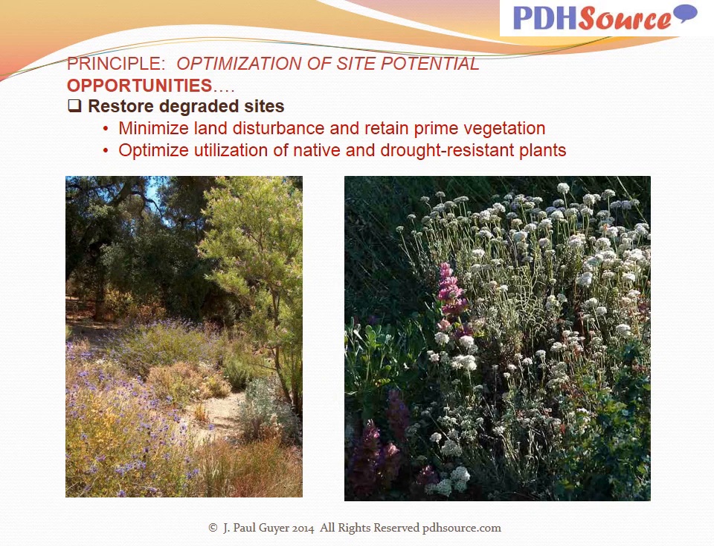Restoring degraded sites. A key point there is that in revegetating a degraded site, you want to do it with native vegetation, drought resistant vegetation, and low maintenance or non-maintenance vegetation.